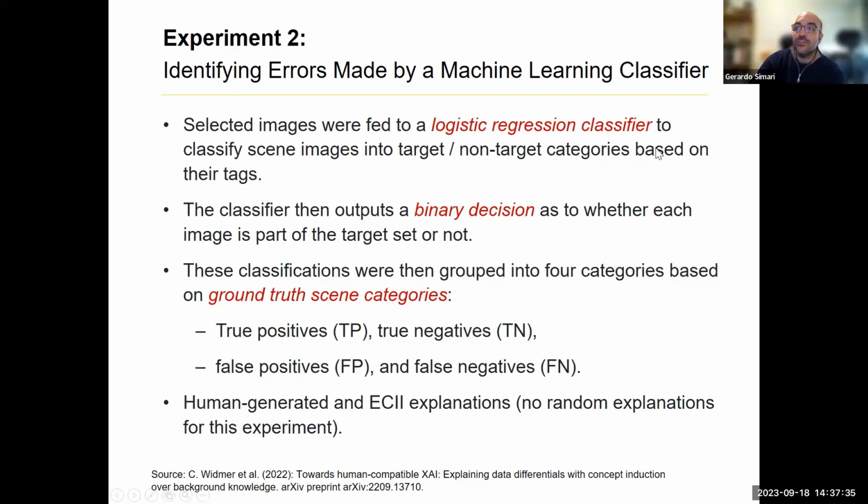So the images were fed to the classifier, which classified them into either target or non-target categories based on their tags. The classifier outputs a binary decision as to whether the image is part of the target set or not. Then they were grouped as true positive, true negative, false positive, or false negative, as usual. And then they generated human explanations and also explanations with the same algorithm as before.